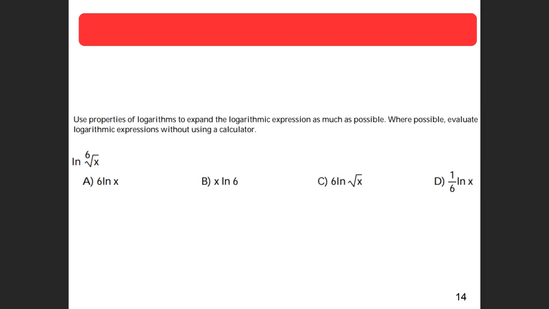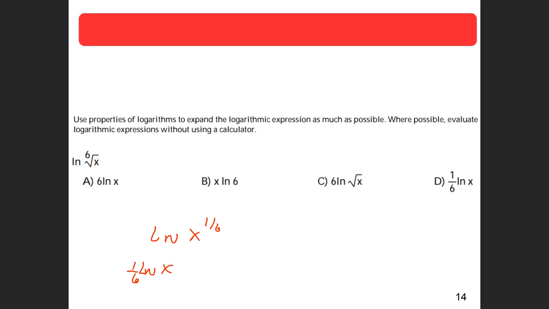All right. Use properties of logarithms to expand the expression as much as possible. Okay. Evaluate the logarithmic expression without using a calculator. So here, first thing I'm going to do is I see that I can rewrite this as the natural log of x to the 1/6. Then I can bring the 1/6 down, so I have 1/6 natural log of x.